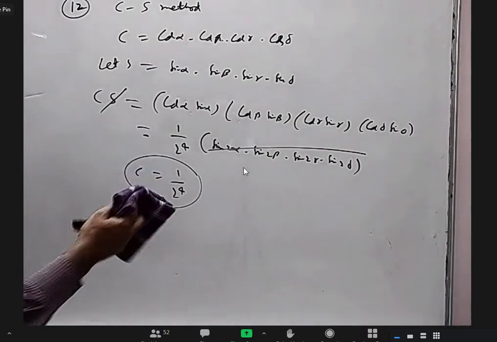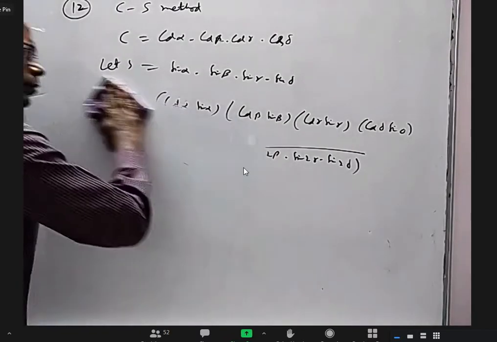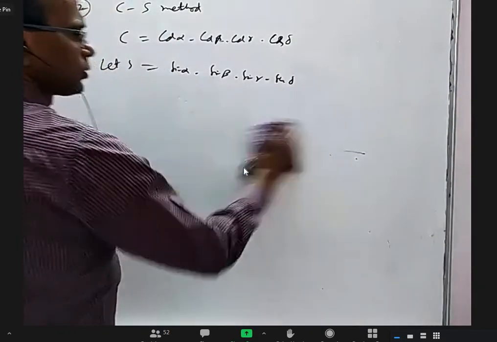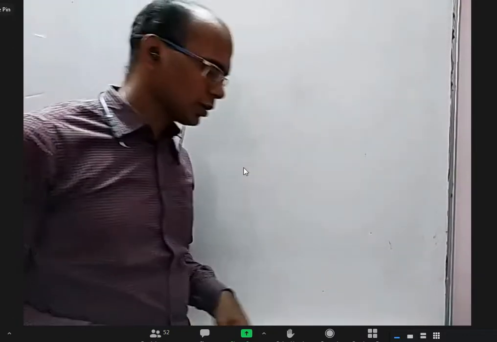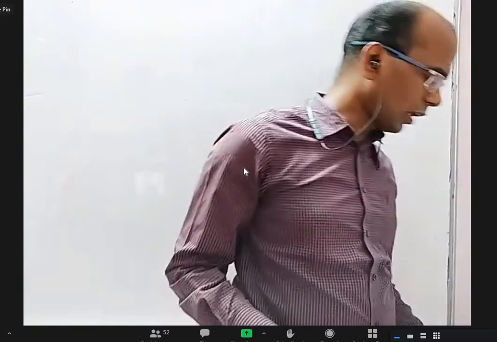Okay, I'm erasing this just to give you an idea only. Sine 2 alpha may be equal to sine beta, sine 2 gamma may be equal to sine alpha, something like that. They will rearrange.